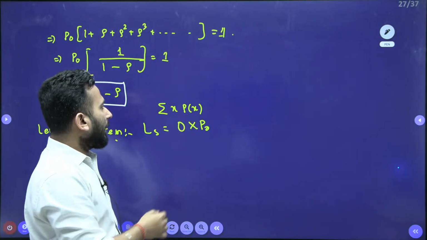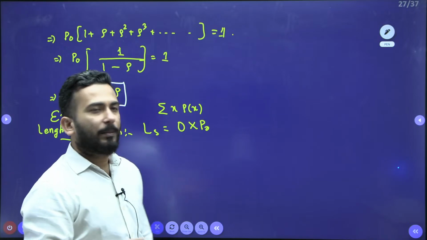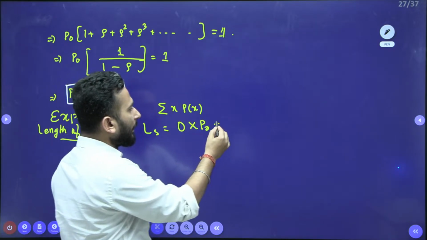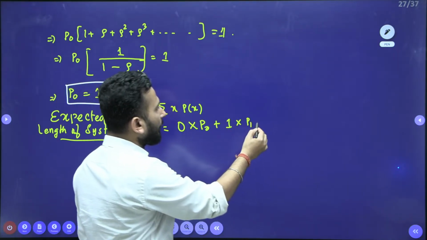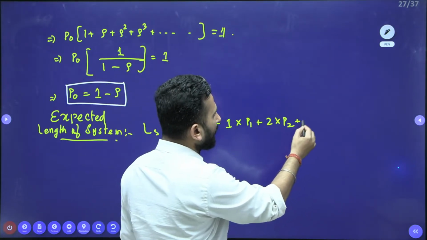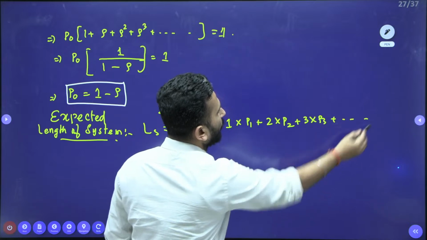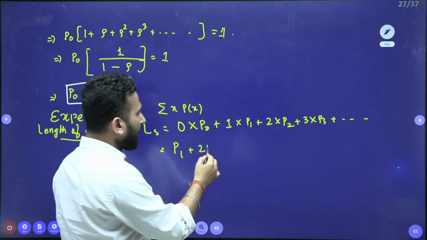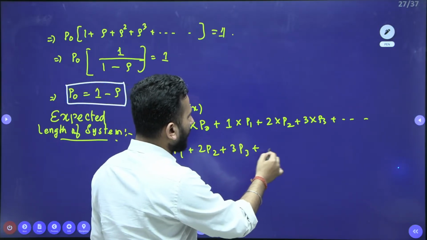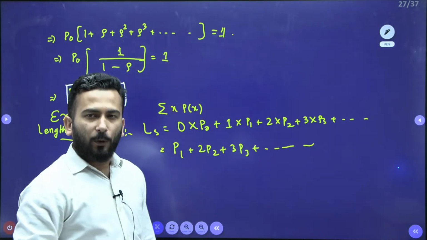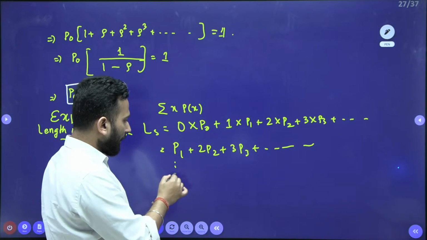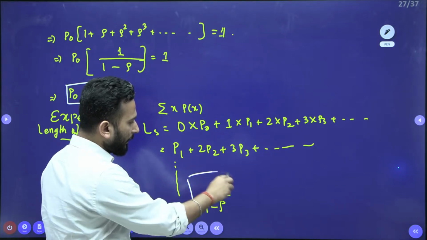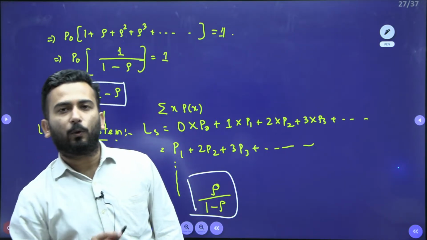X into px. Now x is what? 0, 1, 2, 3 persons. What is px? Px is nothing but your probability. So 0 times probability of 0, plus 1 times probability of 1, plus 2 times probability of 2, plus 3 times probability of 3, and so on, up to infinity. So it is P1 plus 2P2 plus 3P3 and so on. I can derive the entire formula, but it is not useful at this point, and after deriving you will get rho by 1 minus rho. The length of the system is rho by 1 minus rho.